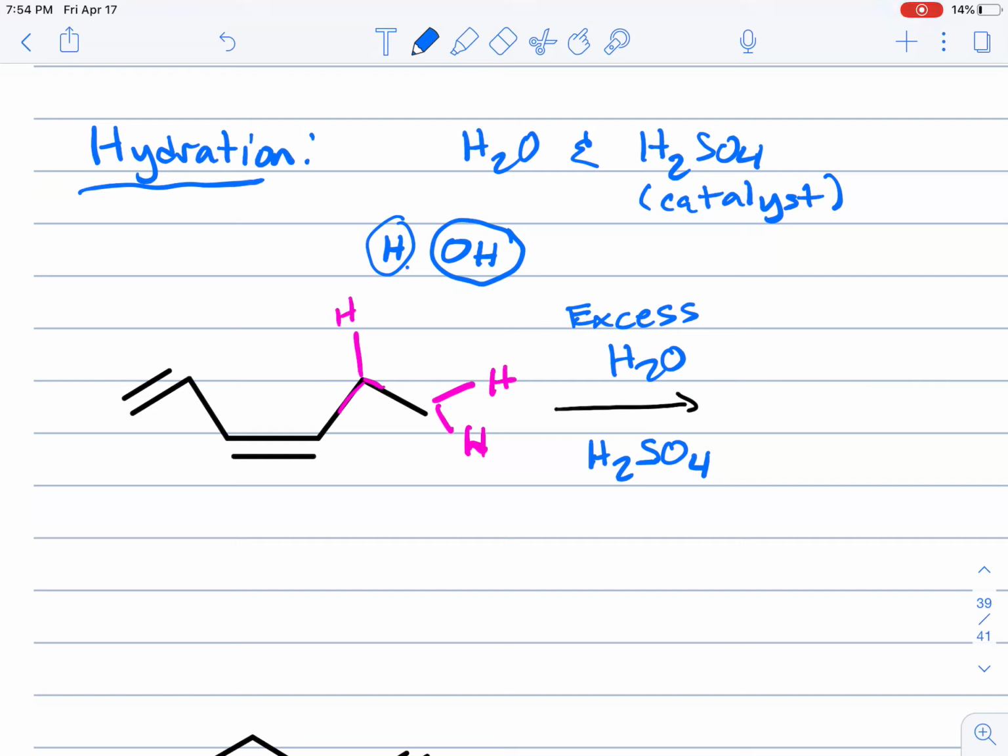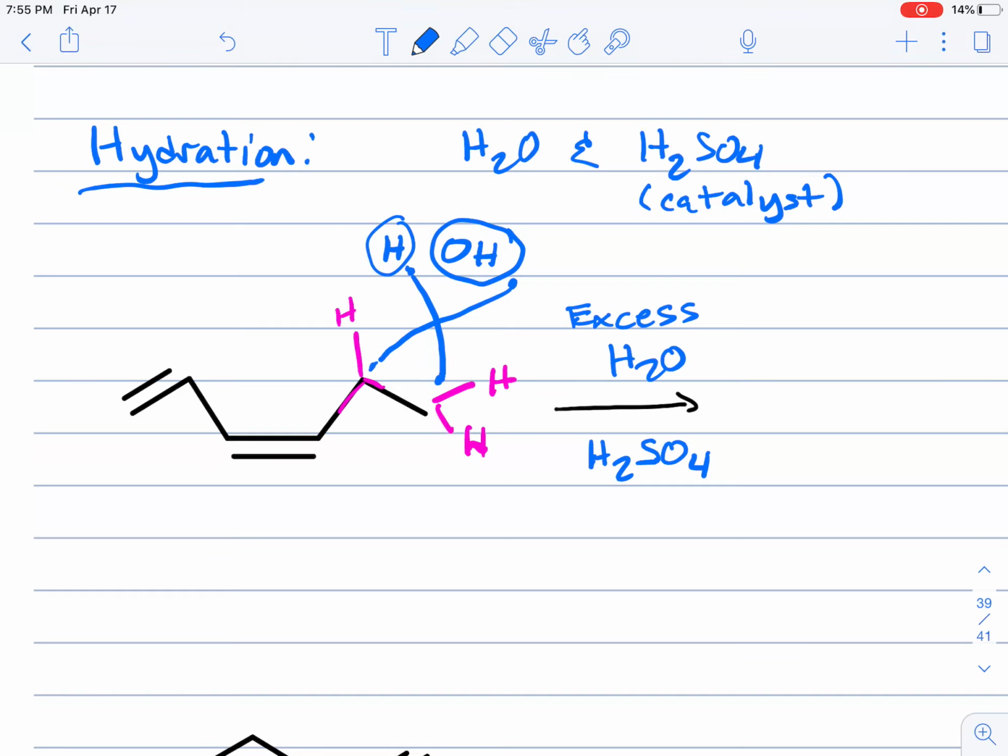And so this hydrogen, it's a free agent, and it's now able to go to the side that has a lot more hydrogens. And this hydroxyl group, this OH, is also going to be a free agent, and it's going to go to the side that has the least number of hydrogens. Okay.